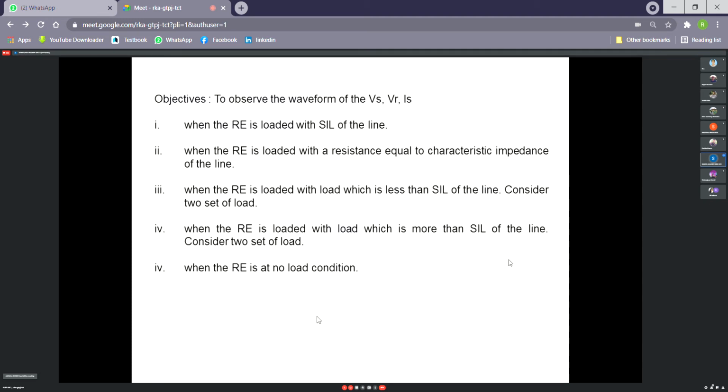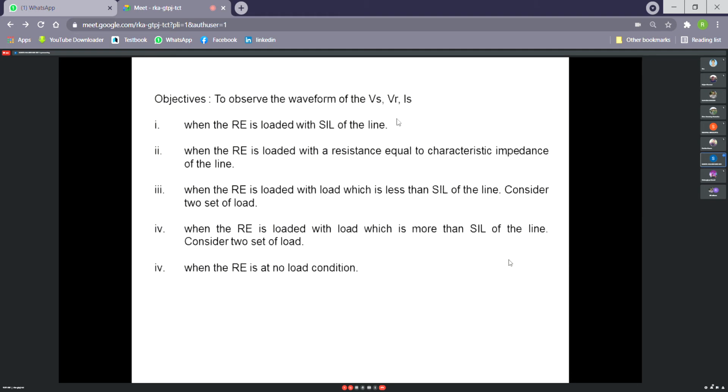I shall give the PDF of this PPT, so you have no need to copy this PPT. So what are the objectives? In every case, we shall observe the waveform of VR, VS, and IS. I have written only this much, but at the same time we shall study the performance of the transmission line.